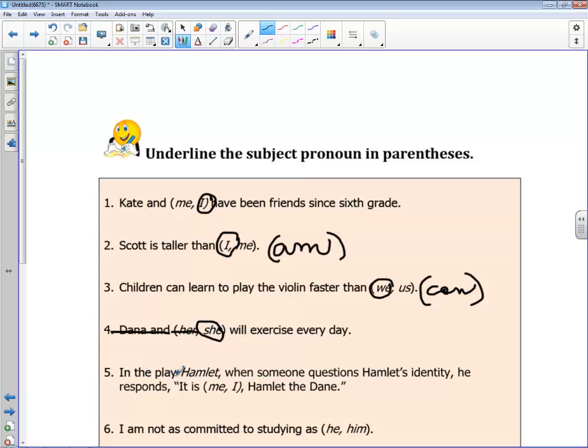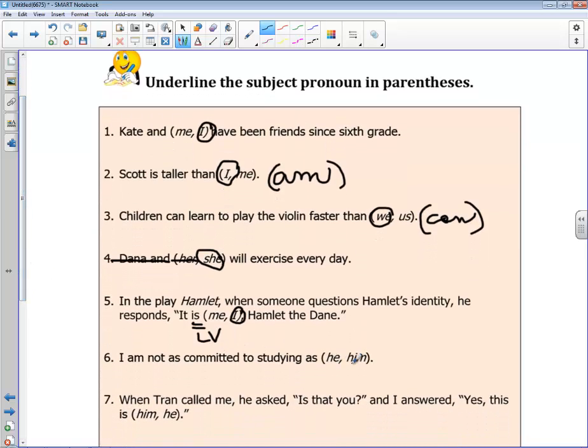In the play, Hamlet, when someone questions Hamlet's identity, he responds, "It is me, Hamlet the Dane." Well, you probably already guessed that is, you remember from Module 1, is a linking verb. It is I, Hamlet the Dane. I am not as committed to studying as he is. Just listen. Imagine that verb sitting out there, and you're going to get the correct answer, he.